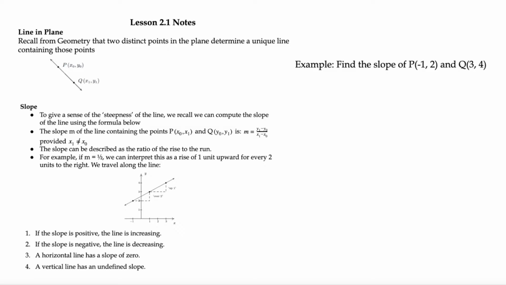The average rate of change is directly correlated to the difference quotient that we talked about in our last unit. When we talk about a line on a plane, we know that there has to be two distinct points on that plane to determine that particular unique line that has those points.